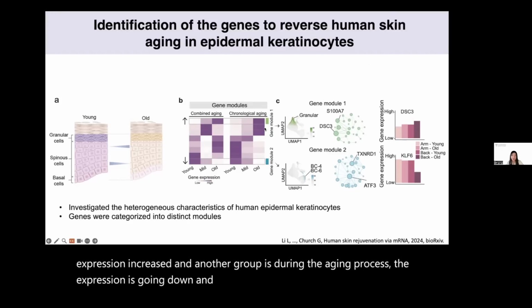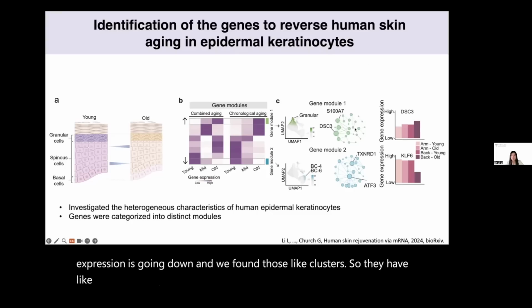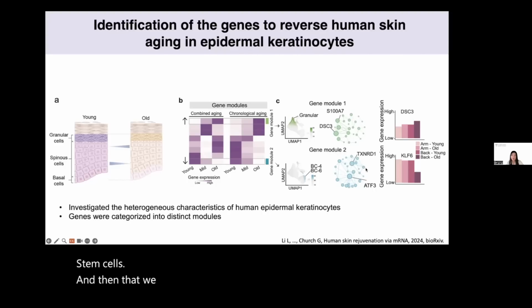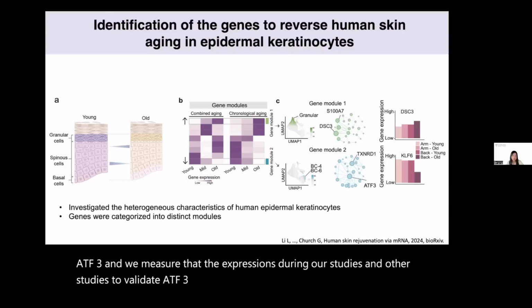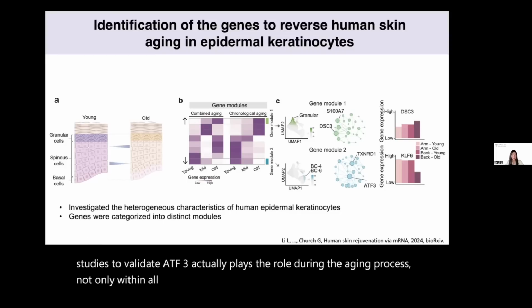We found that the clusters with increased expression are enriched in granular cells, and those with decreased expression are enriched in the stem cells. Then we did the network analysis, and we found the hub gene ATF3. We measured the expression in our studies and other studies to validate that ATF3 actually plays a role during the aging process, not only within our data, but also in other data sets.